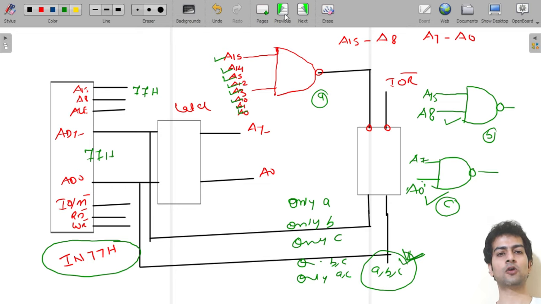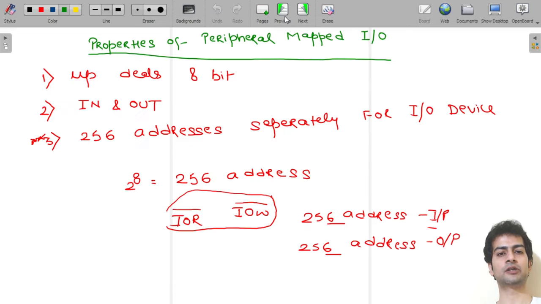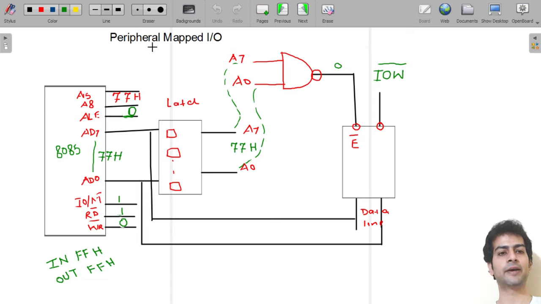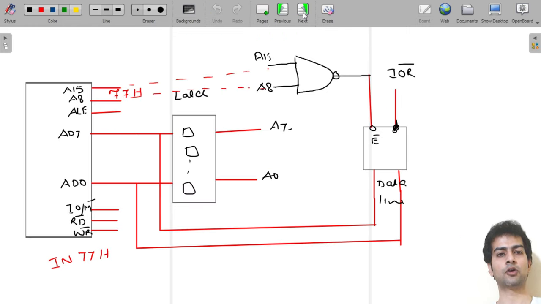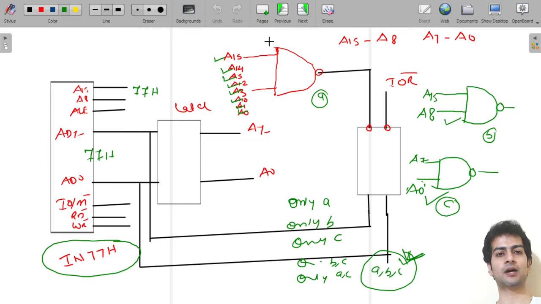So these were all the concepts which I wanted to tell you regarding peripheral mapped input output. I also discussed what types of questions can be asked in various exams. So I think now it is clear. Now I will discuss with you memory mapped input output.